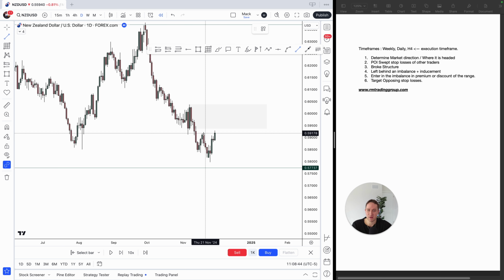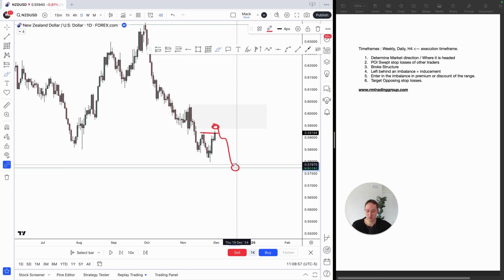See how we have that inducement right here, right below this point of interest? To me, this is a good sign because that means we've taken stop losses out of the market of these traders on the daily, and then we can look to take the market down into the stop losses of the other traders on the daily.